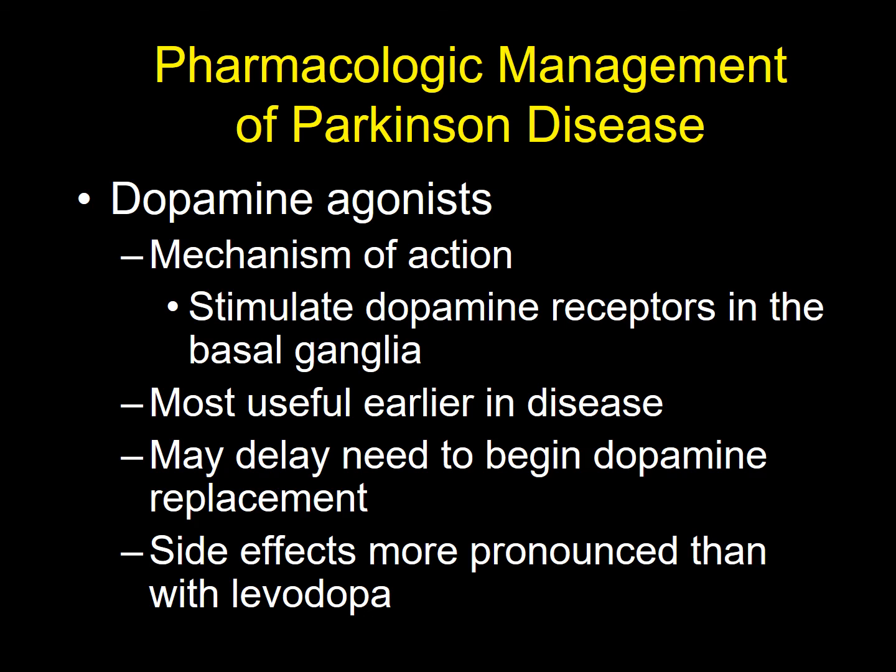The downside is because this is a fake version of the neurotransmitter, it's just not as precise as the real thing, and the side effect profile is more pronounced. So all those side effects that I mentioned that were potential with Sinemet, they're usually more pronounced in people that take dopamine agonists, which is why they're really more appropriate for younger people.